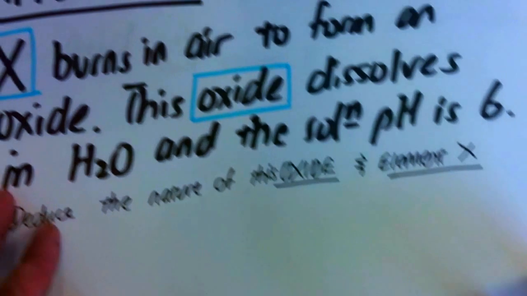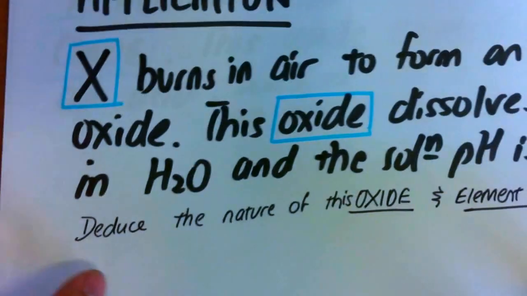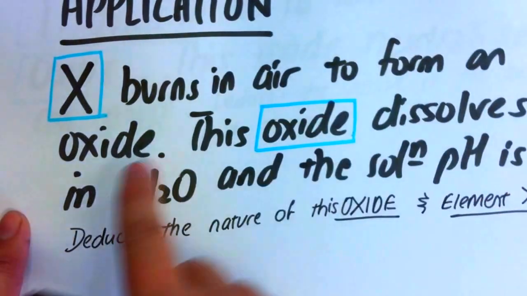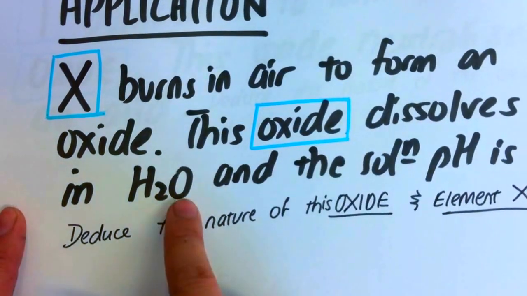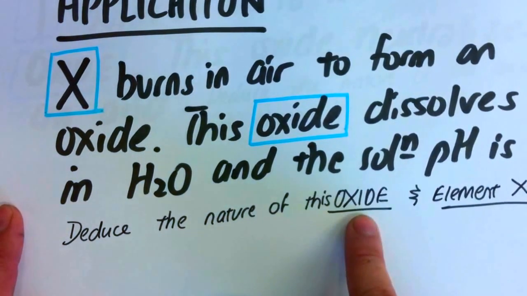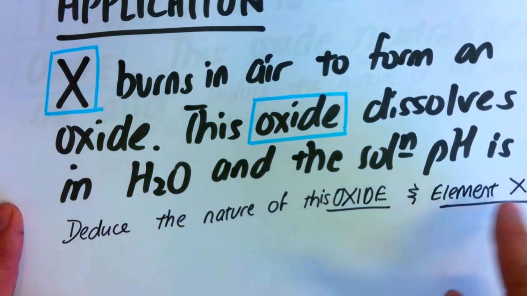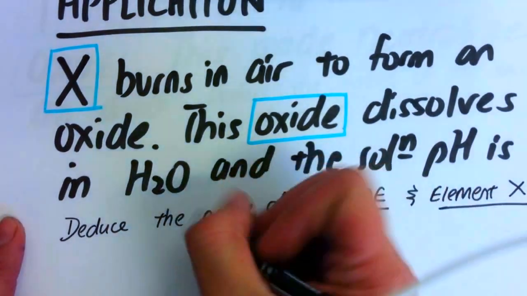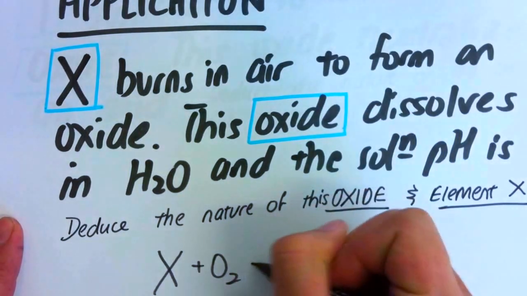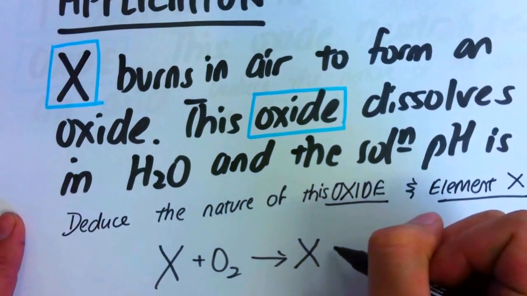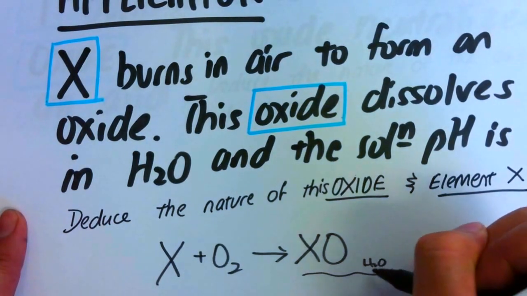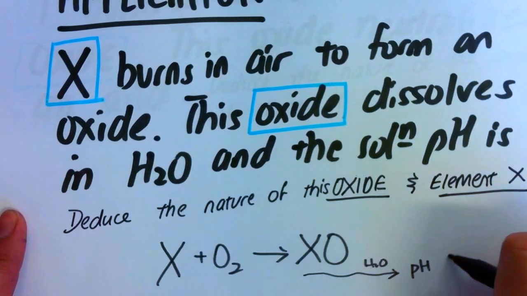Okay, application. So a typical question will go like that. X burns in air to form an oxide. This oxide dissolves in water and the solution pH is 6. Deduce the nature of this oxide and the element X. So this is how it goes. X burns in air. Air contains oxygen. It burns. It forms an oxide, X oxide. X oxide dissolves in water and gives you a pH of 6.